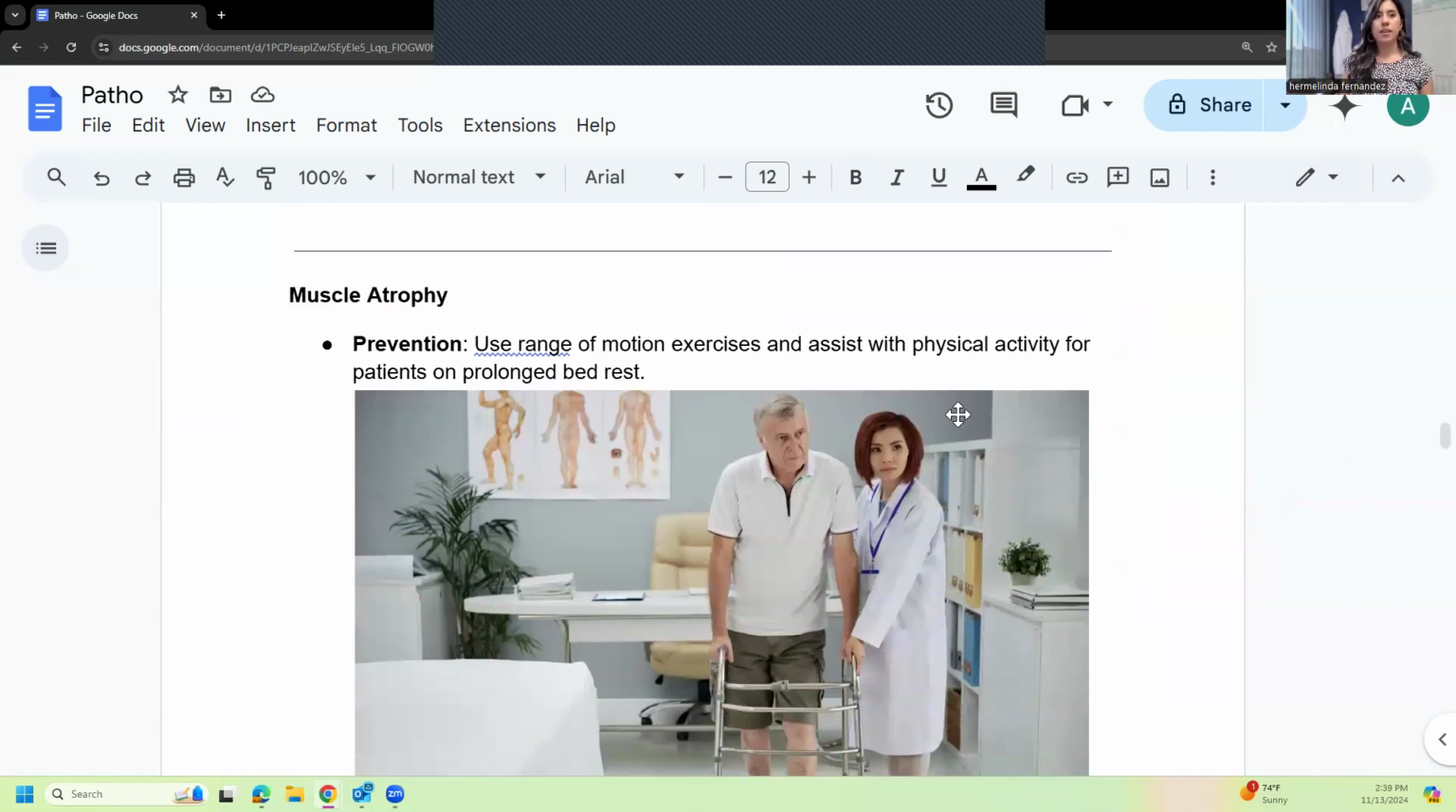Muscle atrophy. This often happens when patients are prolonged in bed rest. So as a nurse, you want to make sure there's no more muscle wasting. One of the biggest things is getting your patient up and practicing those range of motion exercises so you're able to keep them as active as possible.